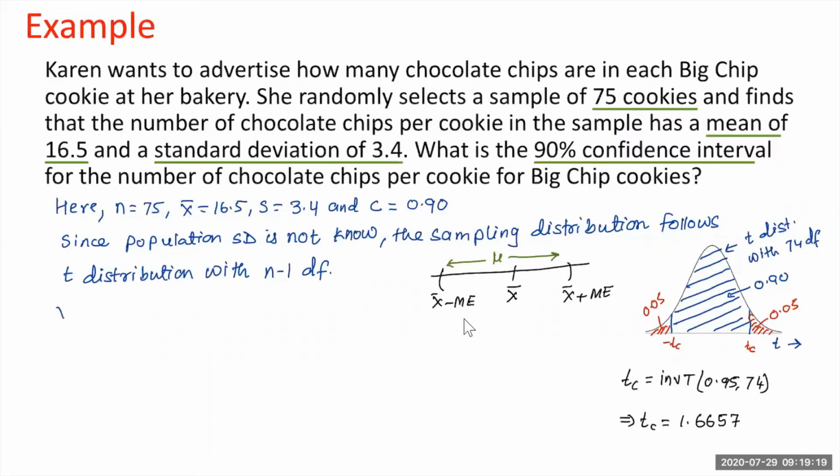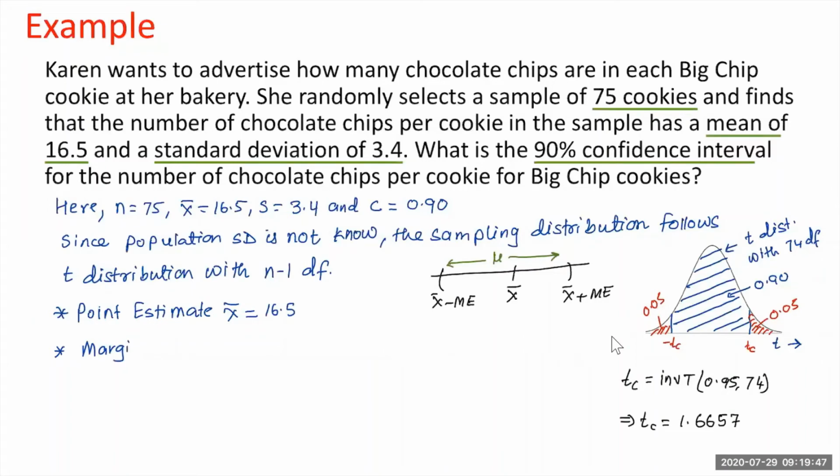First is the point estimate. In this case, the point estimate is the sample mean, which is already given in the problem. Sample mean is 16.5. That is your point estimate, which is here in the middle. Now I need the margin of error.